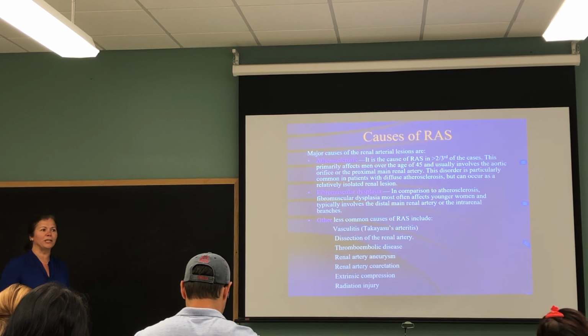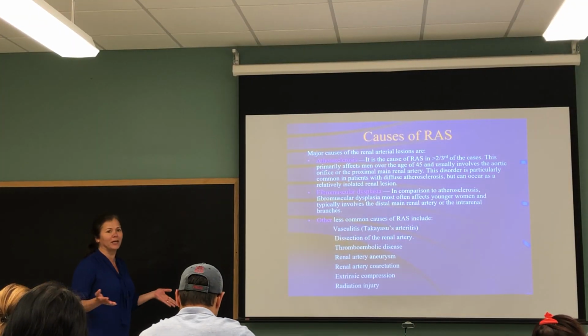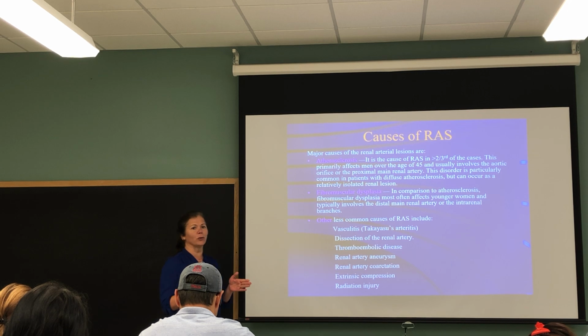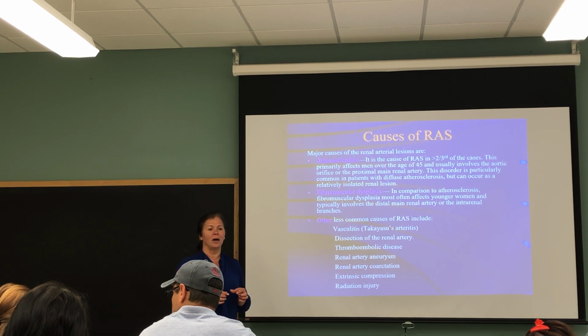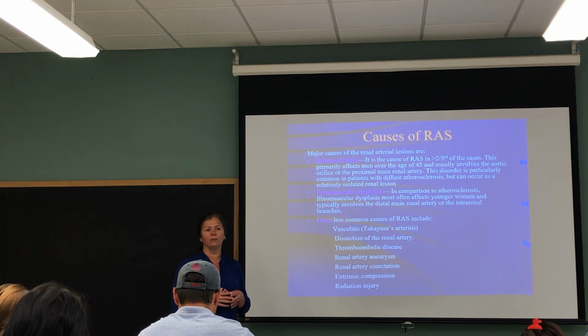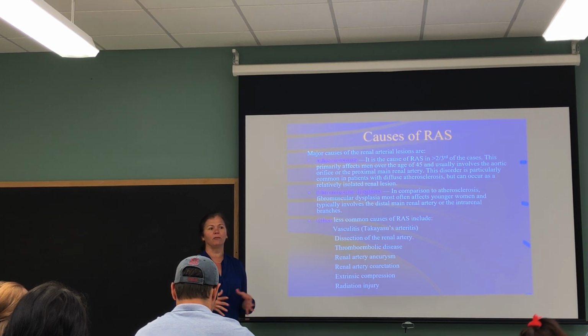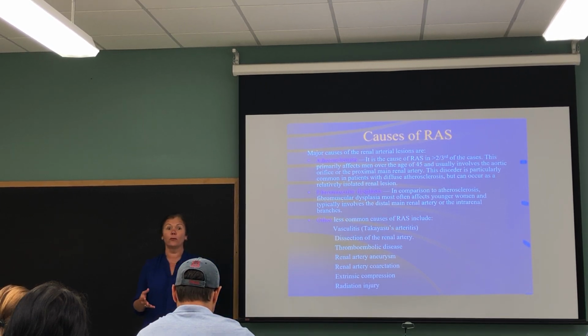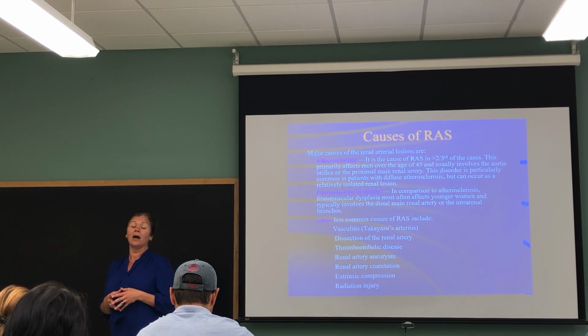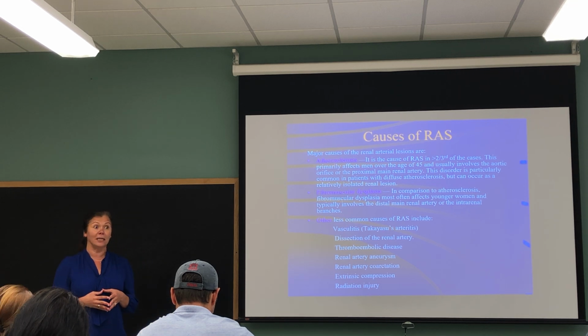Stenosis. So what is renal artery stenosis? It's no more than restriction, or basically narrowing, of one or two of the renal arteries, therefore decreasing the tissue perfusion to the kidney.